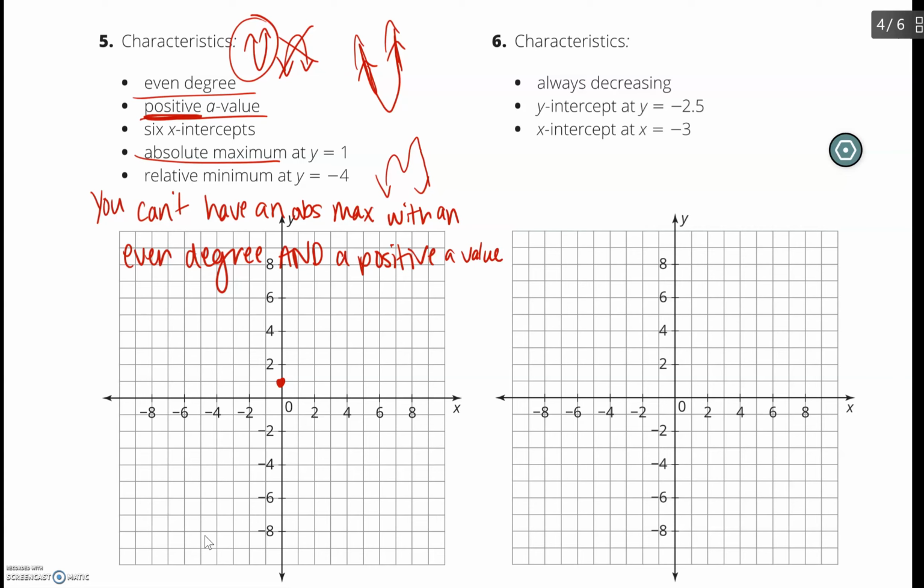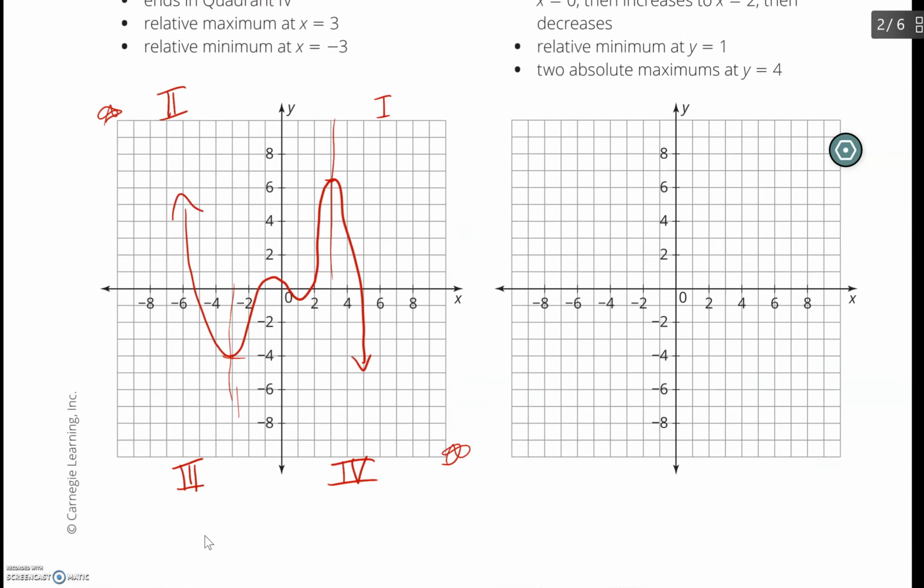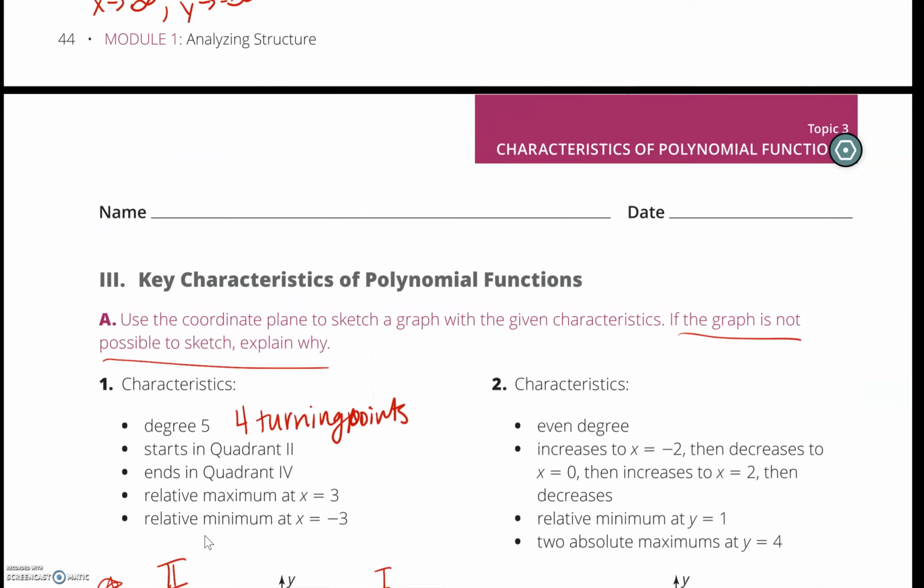So some of these you can't draw, some of them you can draw. So you just have to kind of work with the characteristics. If it's possible, draw it. If it's not possible, tell me why it's not possible. So I did 1 and 5 for you. So you have 2, 3, 4, and 6. Happy mathing.